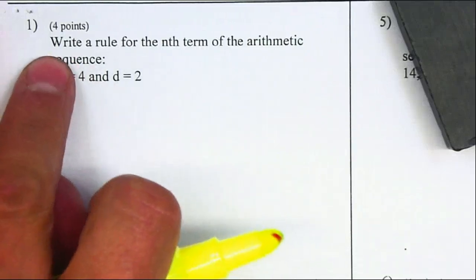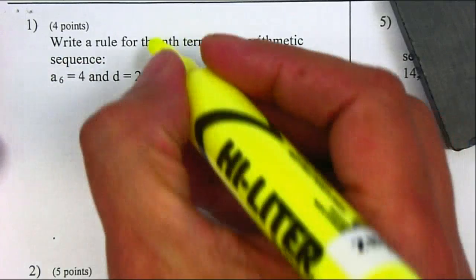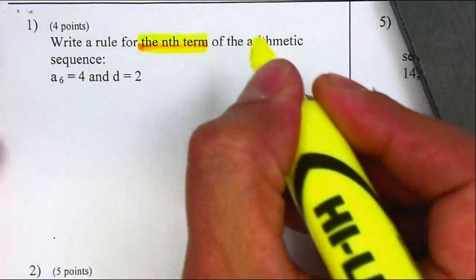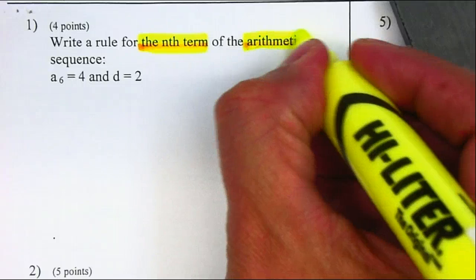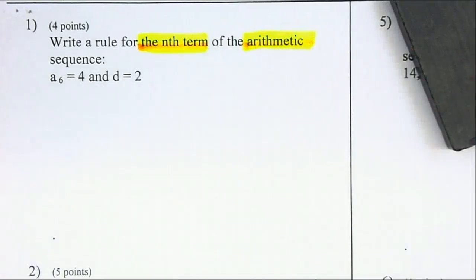Problem number 1. Write a rule for the n term. So I'm looking for the n term for the following arithmetic sequence. I'm looking for the n term of an arithmetic sequence. So you need to remember, okay, which formula am I going to use?